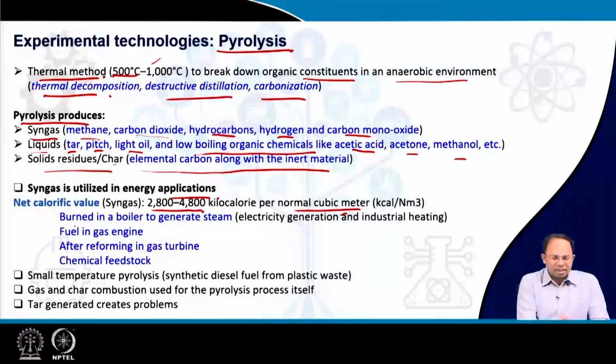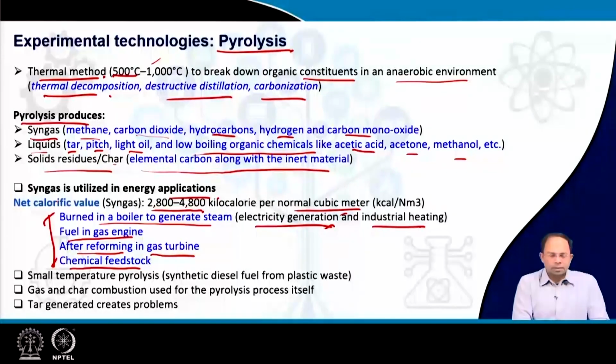This syngas could be burned in a boiler to generate steam. And when you generate steam, you can use that for either industrial heating or local heating, or electricity generation directly via turbines. It could be used as a fuel in gas engines. After reforming this syngas, we can use it in gas turbines. Then it could also be used as a chemical feedstock. So these are the uses of syngas.